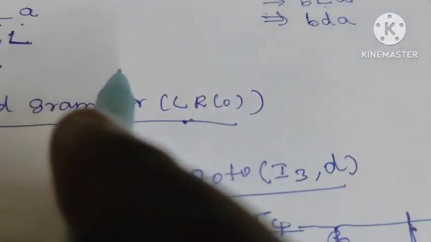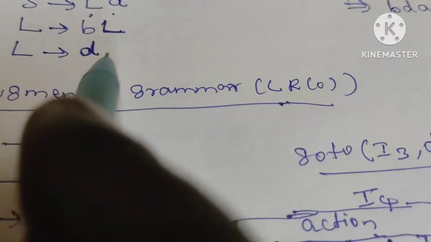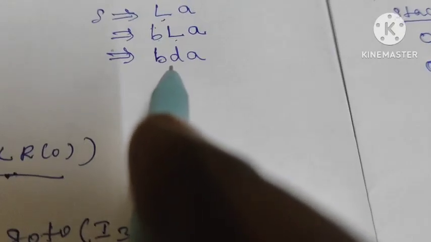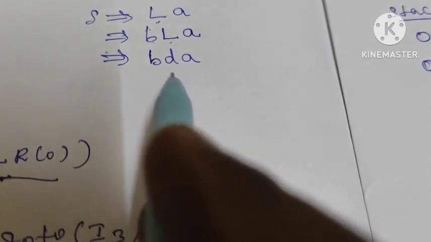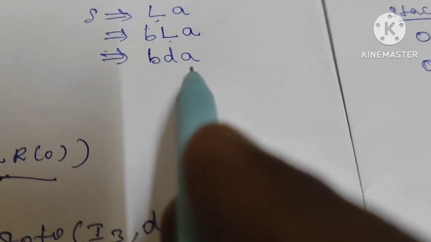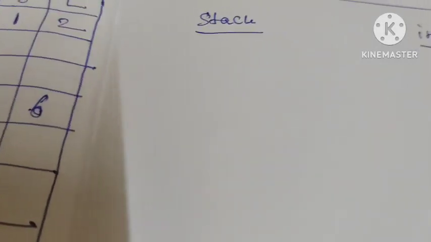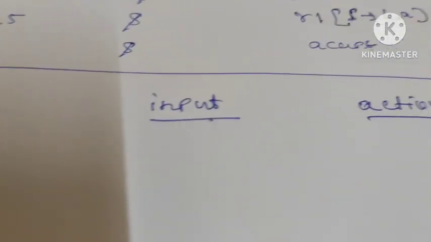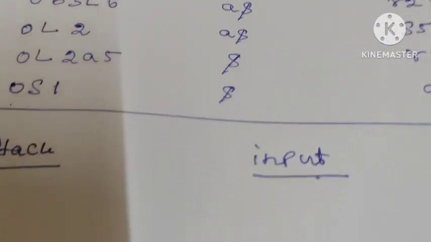Now I can also replace this L by D, isn't it? So see production number 3. L can be replaced by D here, and finally I get a string. Now you can see that all the elements here are actually terminals. So BDA is a valid string for this corresponding SLR parsing. Now we have to parse this string. So how to parse this string? Now we go here.